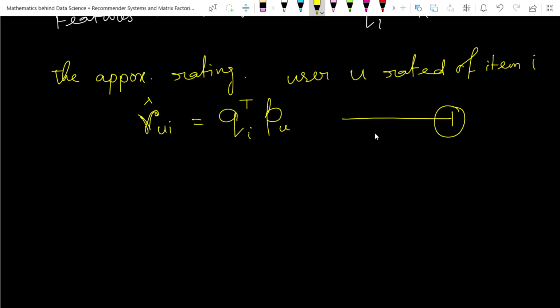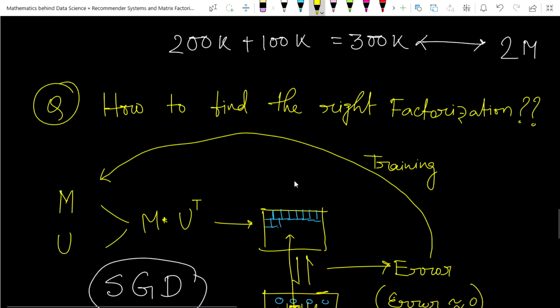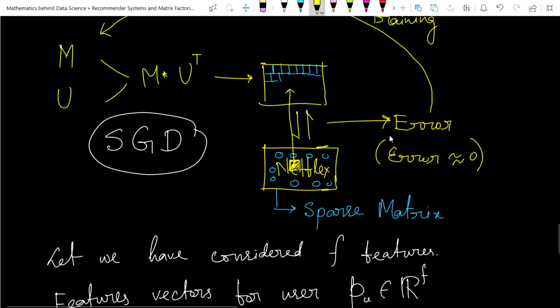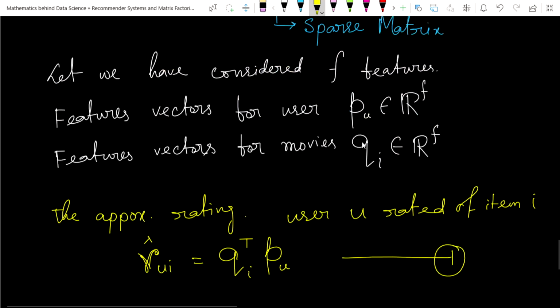Now, our job is to minimize this value, which means we have to find some error. How will we find this error? We have to compare the rating that has already been given by Netflix with the value that we have calculated. The value we calculated is r hat ui, and the value given by Netflix is r ui, the original value. Somehow we have to minimize this difference.